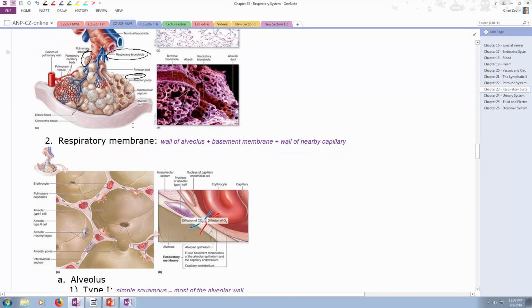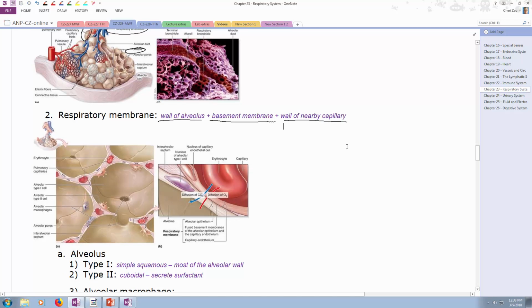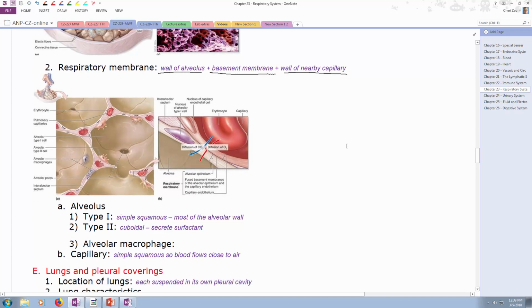So this respiratory membrane is the wall of the alveolus, which is simple squamous epithelium. We'll also have basement membrane, and we'll have the wall of a nearby capillary, which is also simple squamous epithelium, which we also call endothelium. So we have two very flat cells with a basement membrane in between, and that is thin enough for us to actually allow gas exchange to occur.